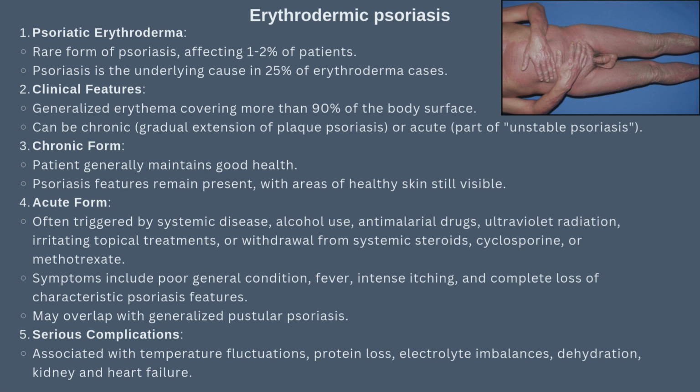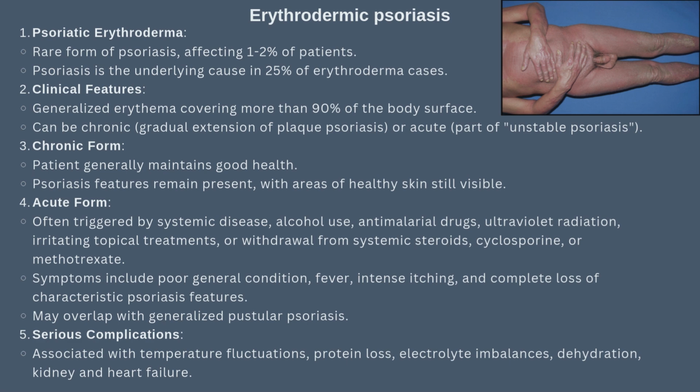Erythrodermic psoriasis, psoriatic erythroderma, is a rare form of psoriasis, affecting 1 to 2% of patients. Psoriasis is the underlying cause in 25% of erythroderma cases. Clinical features: generalized erythema covering more than 90% of the body surface, can be chronic, a gradual extension of plaque psoriasis, or acute, part of unstable psoriasis. In the chronic form, the patient generally maintains good health. Psoriasis features remain present, with areas of healthy skin still visible.